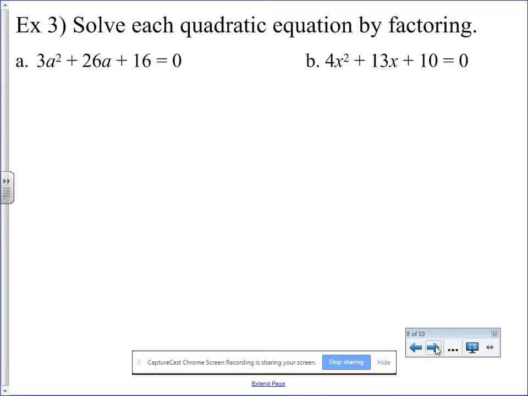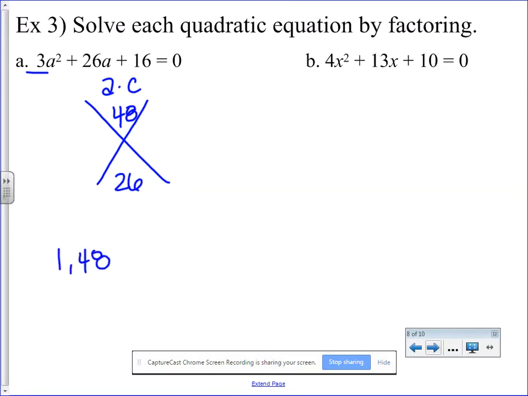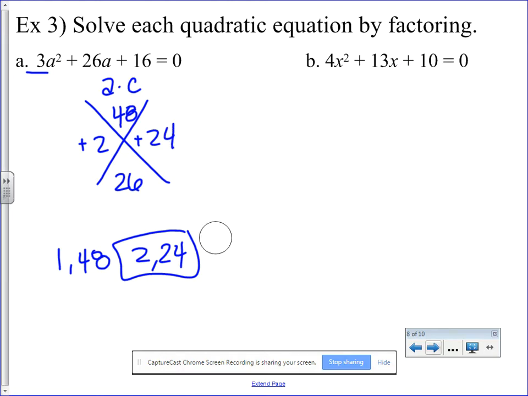Now in example 3, I do not have a GCF and a is greater than 1, so I have to use the AC split method. I'm going to multiply a times c. It's going to give me 48, and my b is 26. So I need factors of 48 that add to 26. 2 and 24, there we go. Erase this so I've got space.